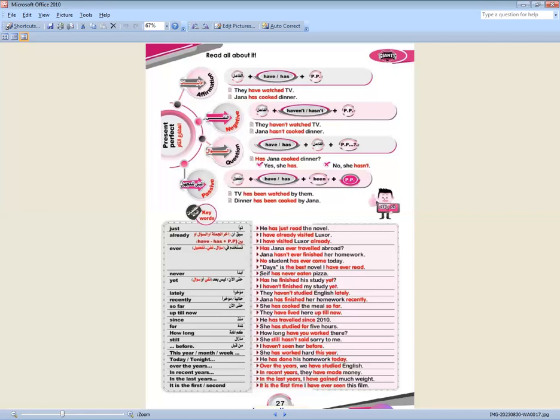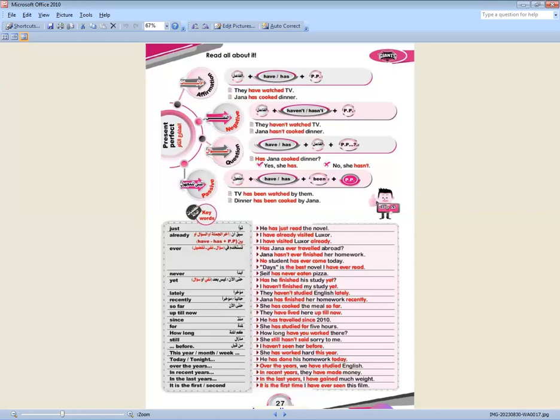Let's see the examples here. He has traveled since 2010. She has studied for 5 hours. You can use how long to ask about the duration. How long have you worked there? Still, she still hasn't said sorry to me. Before, I haven't seen her before.